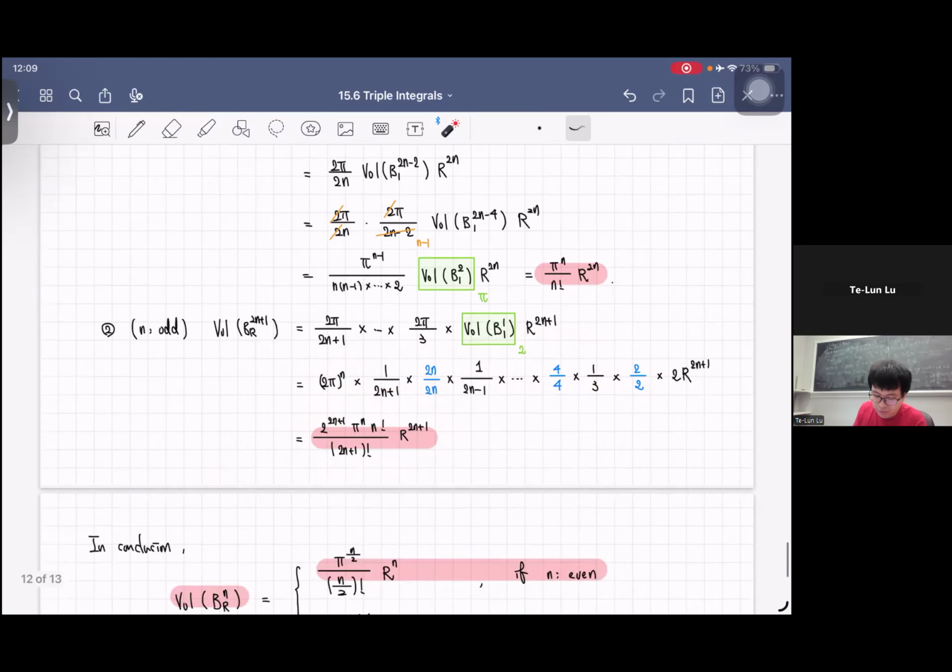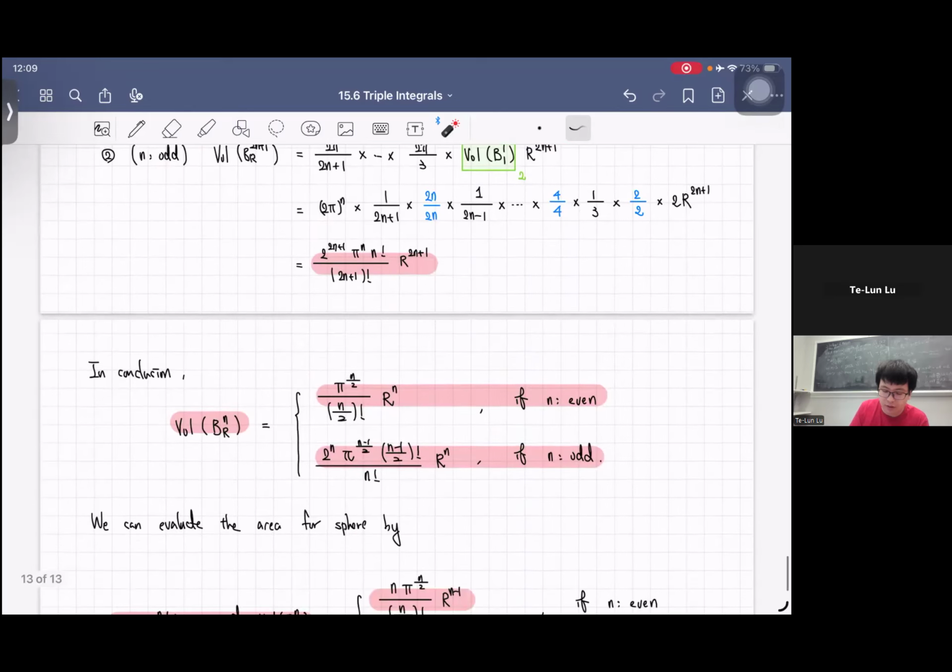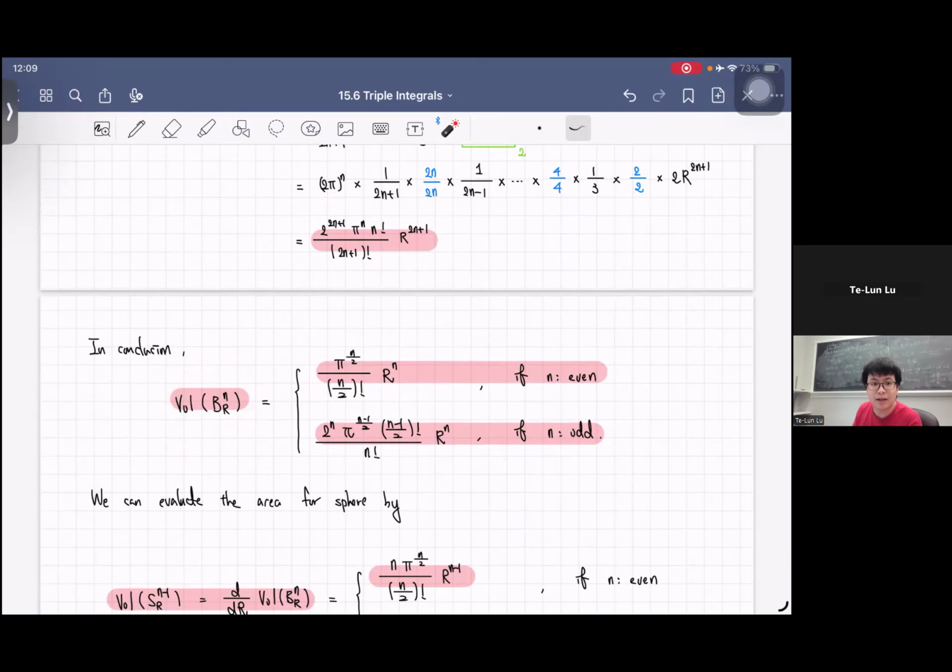In general, if I want to write everything down precisely, you have the volume of the n-dimensional ball with radius r given by pi to the n over 2 times n over 2 factorial, together, obviously, with the r to the n when n is even. And then when n is odd, we can simplify the formula above to be this guy.